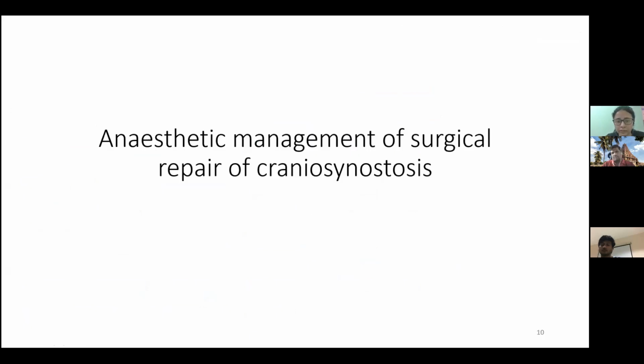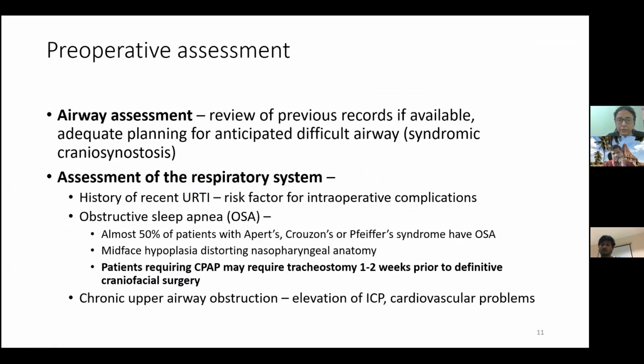Now coming to the actual anesthetic management of surgical repair of craniosynostosis. Starting with the preoperative assessment, airway assessment is the most important. As we've seen in the previous slides, syndromic craniosynostosis carries a significant risk of difficult airway. So a review of previous records, if available, for any radiological procedures under sedation, can be helpful in planning airway management. And adequate planning for an anticipated difficult airway has to be done, especially in syndromic craniosynostosis.